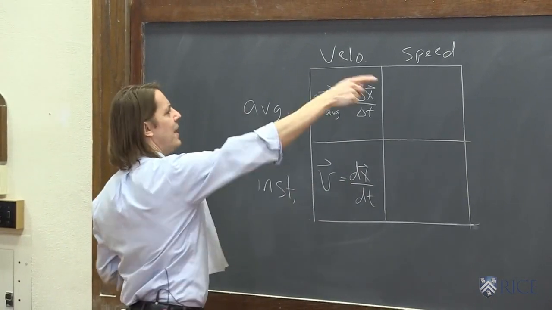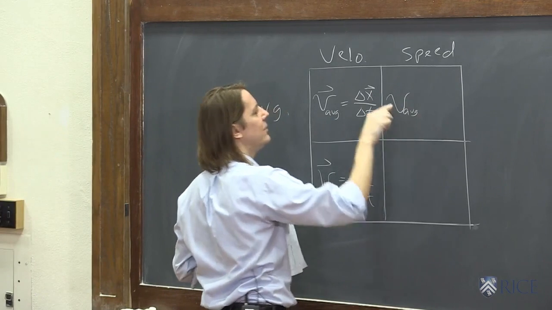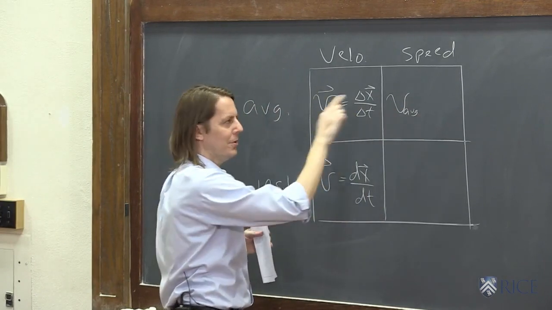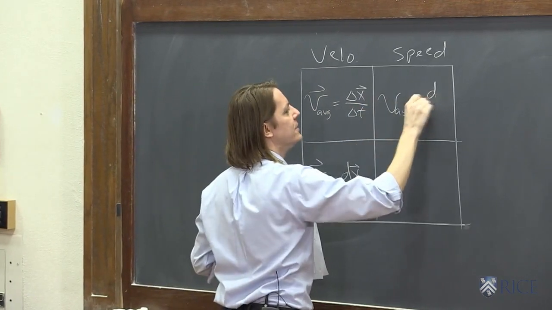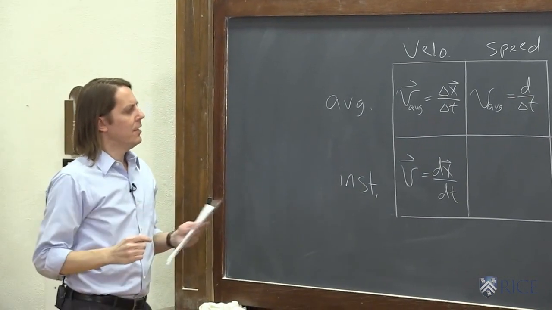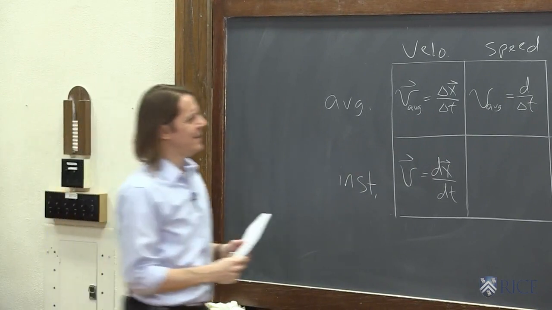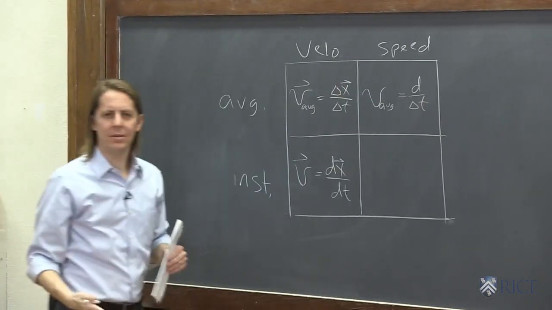And then we said there's this thing, the average speed, right? And we put the avg, because it's average, but no vector symbol, because it's not a vector. It's just the distance traveled over delta t. So you could look at these and say, okay, then what about the instantaneous speed? What does that really mean?